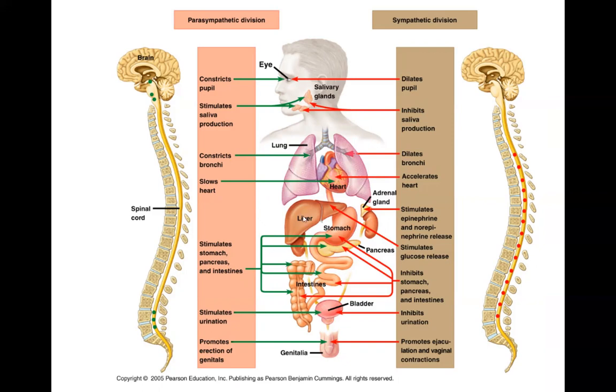Not everything, for example, the liver, you don't see a green arrow pointing to it. Not everything has dual innervation, but most organs do. And I mentioned that earlier. So make sure you know this figure. I'm not going to put the figure itself, just the information from it.